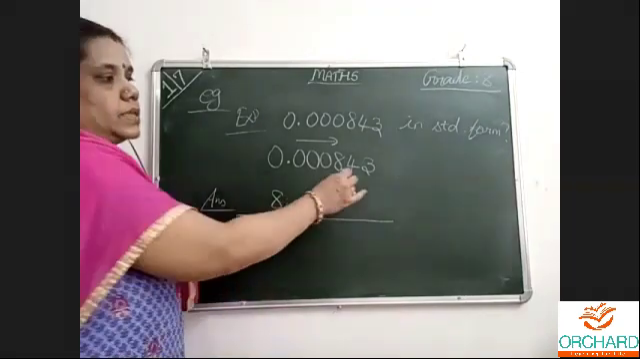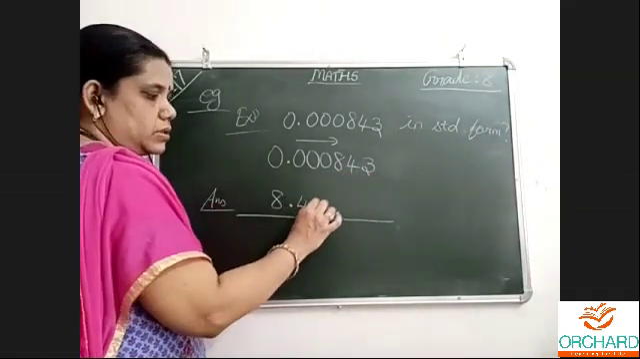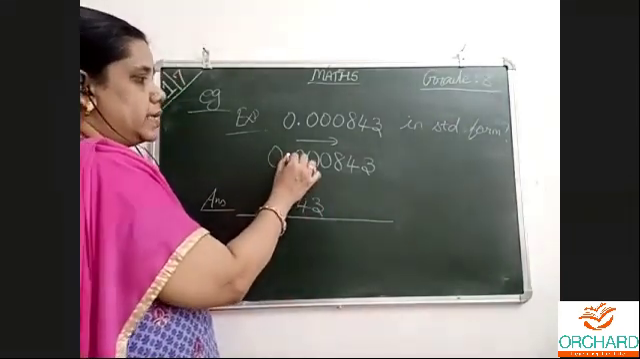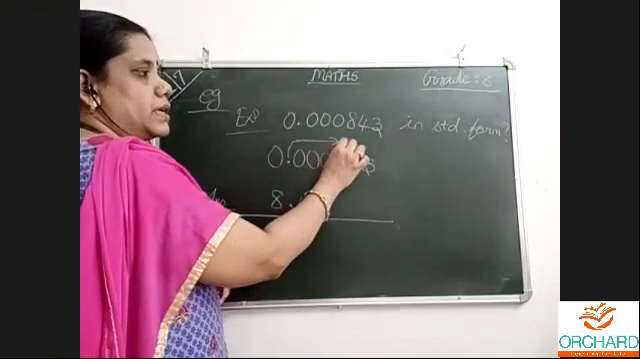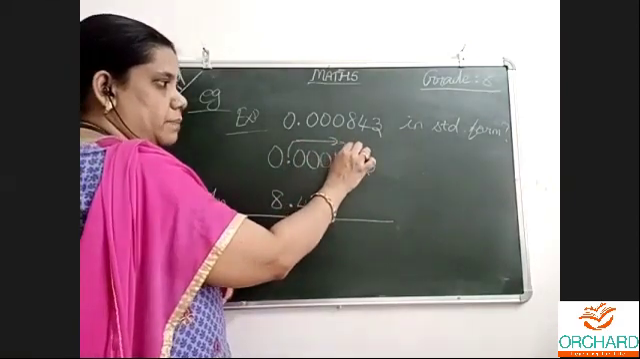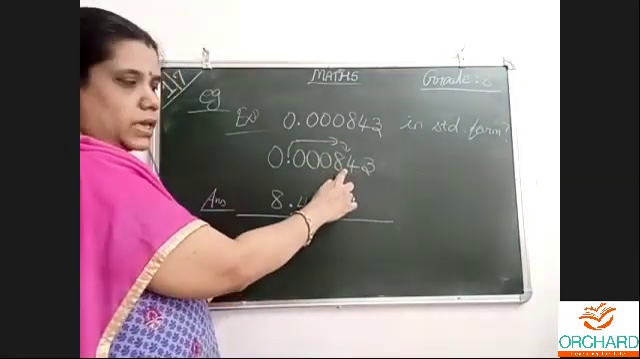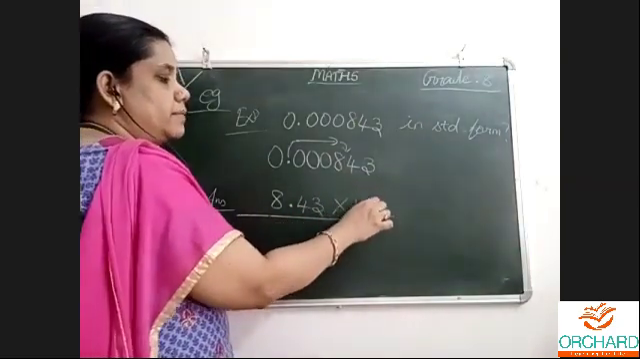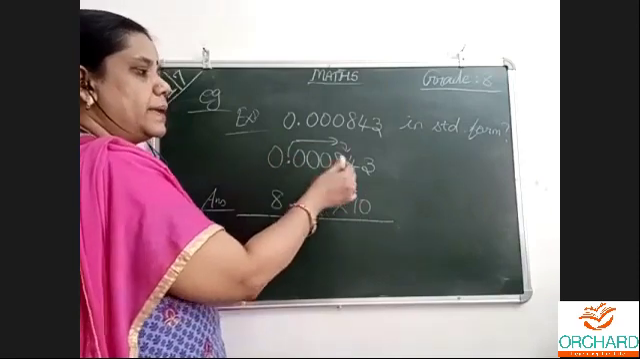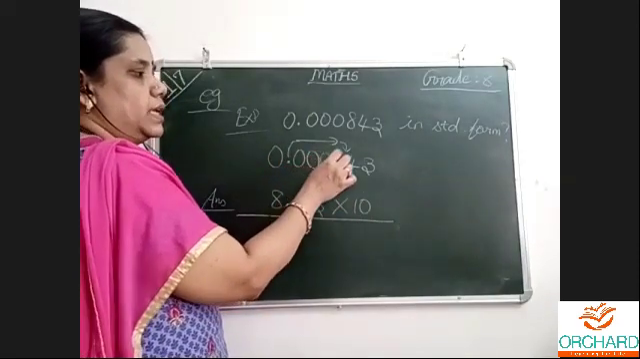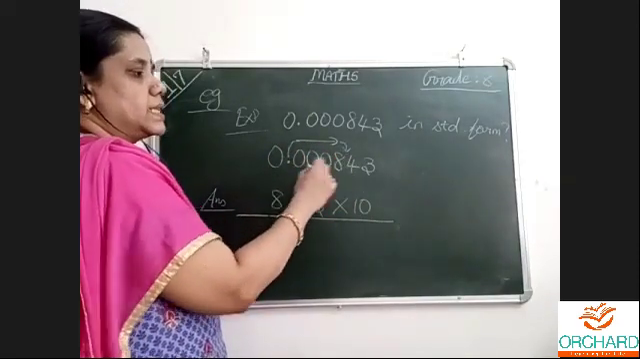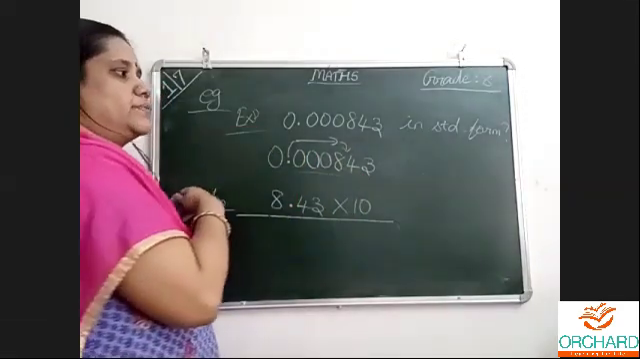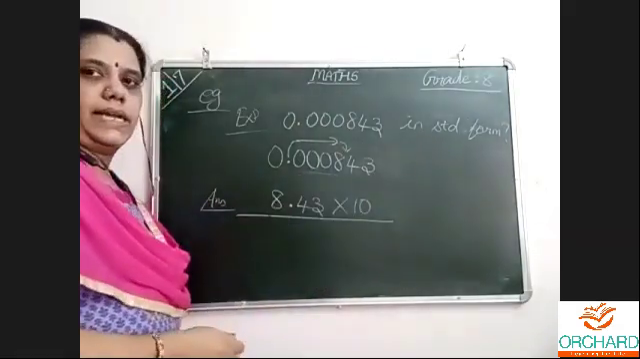Then this 4, 3 is there. 4, 3 to write. Okay. From here, the point went and kept moving, and we kept the point here. Okay, 8.43 I copied. Now 10 power what? How many places? 1, 2, 3, 4. 4 places I moved, from the left side to the right side.